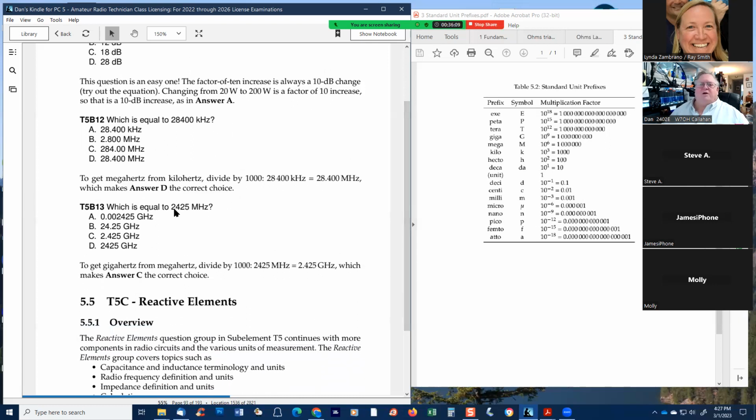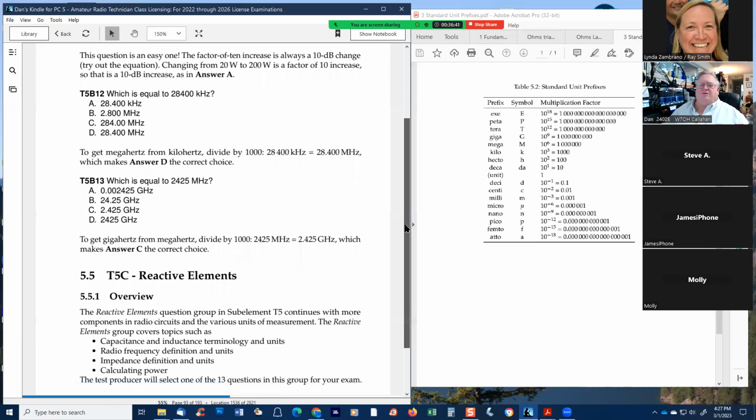What's equal to 2,425 megahertz? If we look, the choices only give you gigahertz, and a gigahertz is 1,000 more than a megahertz. So this is going to be 2.4 gigahertz, 2.425. So again, simple math. Think of this table. Remember, most of the steps are in units of 1,000.